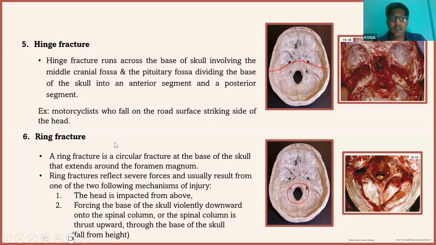Then the ring fracture is a fracture around the foramen magnum. Usually the force passes through the vertebral column to here, causing this fracture. Most of the time this fracture is from a road traffic accident.